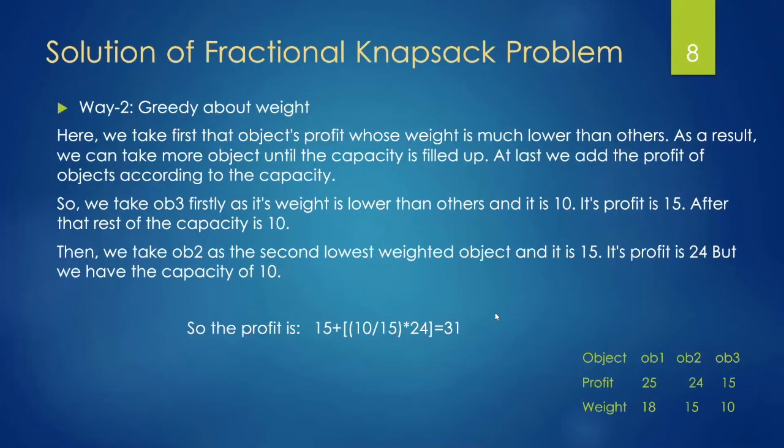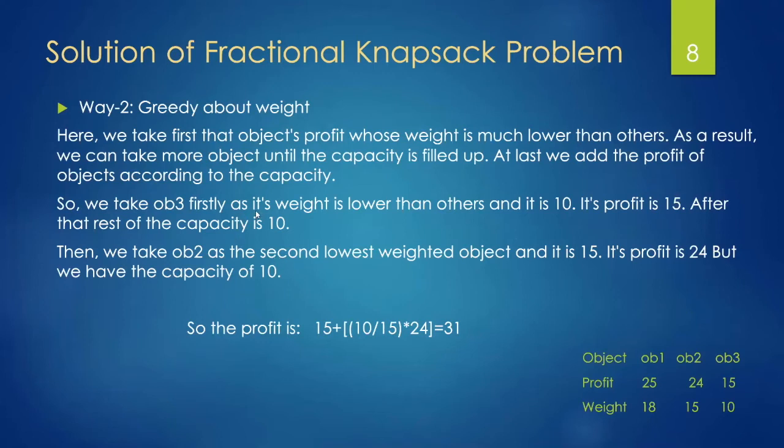Way 2. Here we are greedy about our weight. Here we take first the object whose weight is much lower than others. As a result, we can take more objects until the capacity is filled up. And at last we add the profit of objects according to capacity.